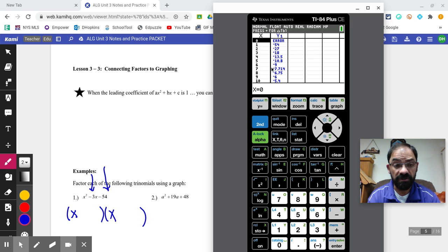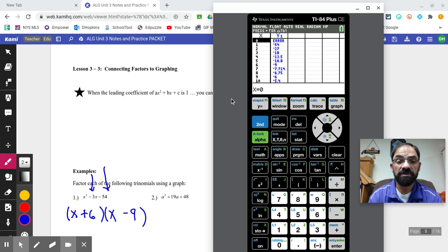6 and negative 9 will give me negative 3. So these are the factors right here. Positive 6, negative 9. They multiply to get negative 54. And the same two numbers add to get negative 3, the number in the middle. So those are the factors.